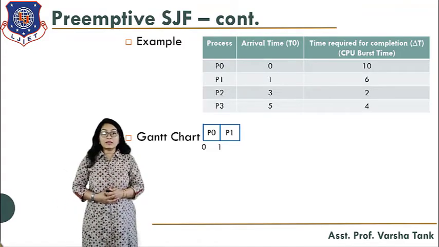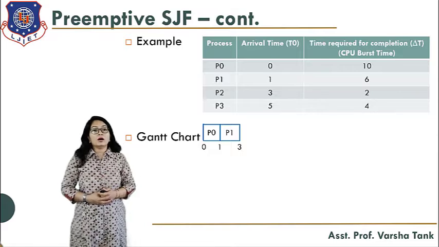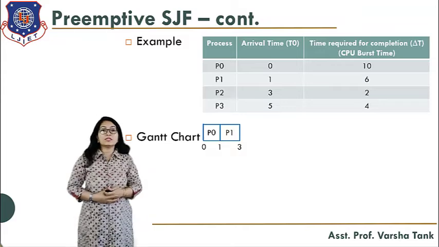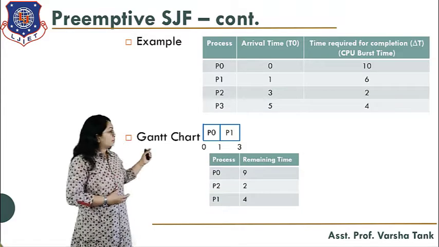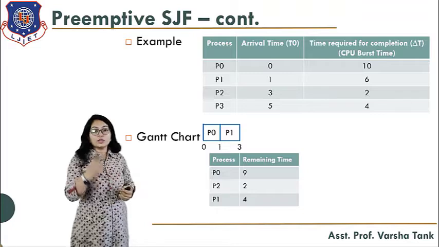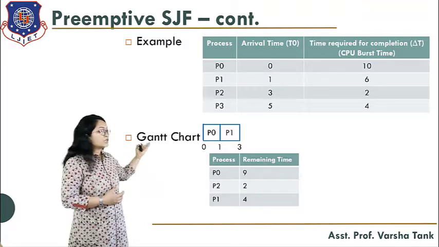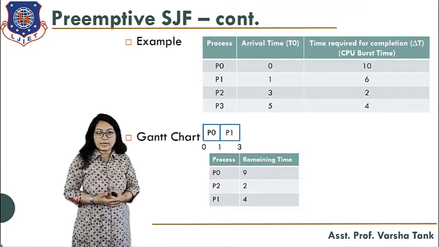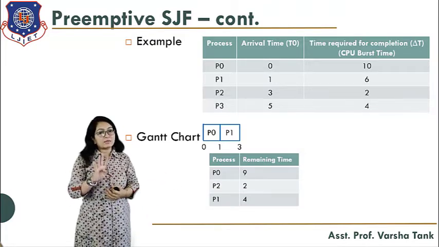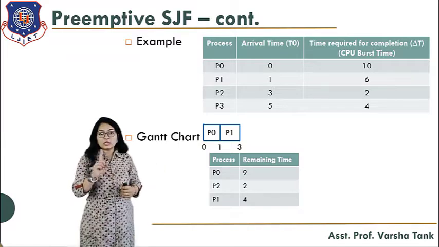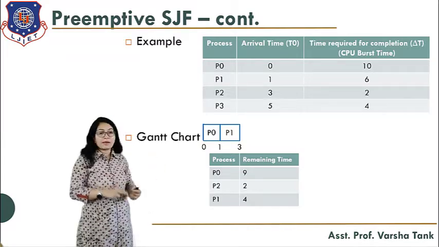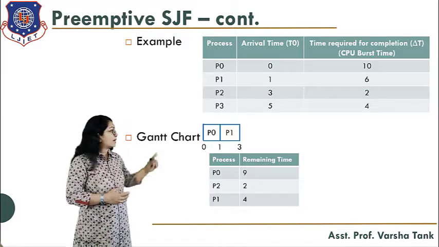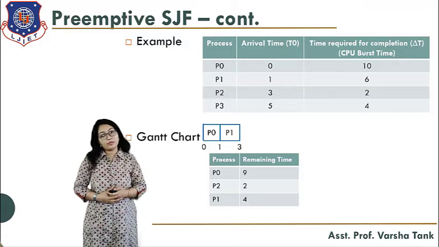Now when P1 is in execution, after 1 millisecond, again another process comes for execution, that is process P2. P2 requires 2 milliseconds for the execution. P0 requires 9 milliseconds, but its burst time is more, so we will not assign it. And P1 has the remaining burst time of 4. But now P2, the newly arrived process, has the burst time of 2. So what will you do? You will assign P2 for the execution and you will preempt P1 from the execution.